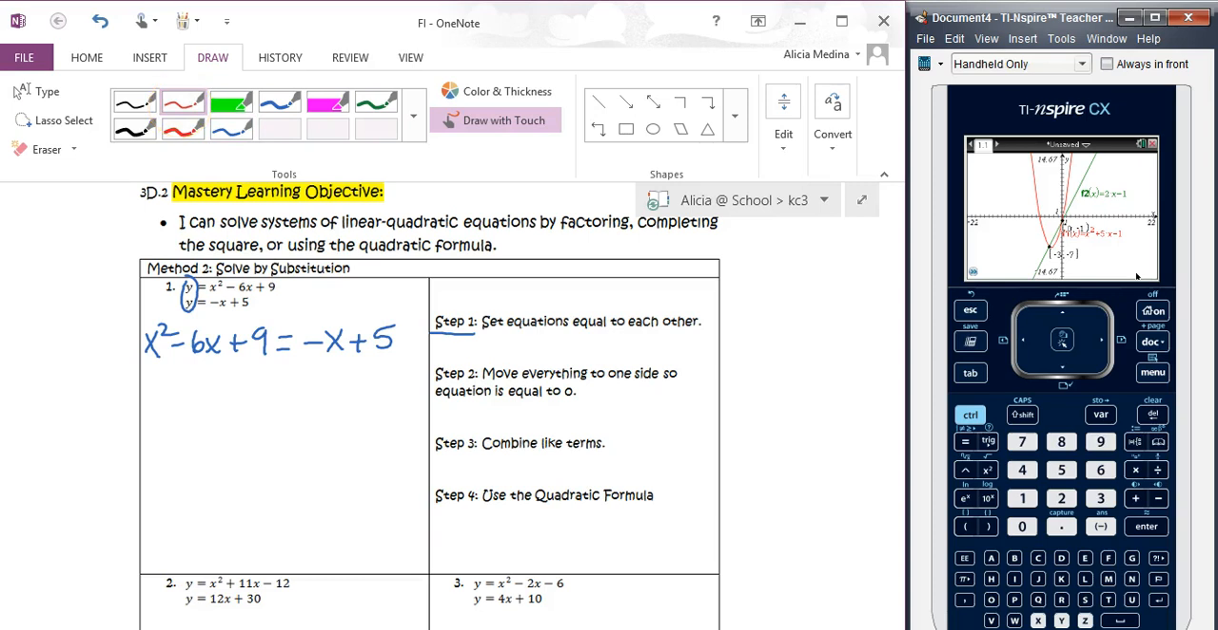Alright, so I'm going to stack up my like terms, get everything over to the left side by doing the opposite operation, and stack that underneath its like term. So that plus 5 at the end, instead of adding 5, I do the inverse, the opposite, which is going to be subtract 5. That's going to give me x squared, negative 6x plus x is a negative 5x, 9 minus 5 is a positive 4, all equal to 0. So that was step 2. And step 3, we combined our like terms. Step 4, use the quadratic equation.